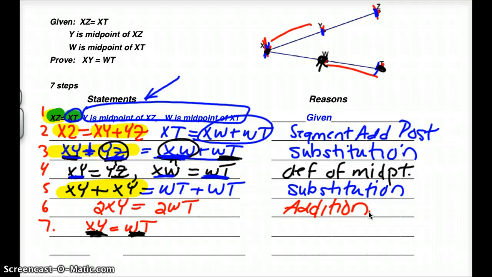So now look from 6 to 7. How do those 2's disappear? What do you do? You would divide. That would be the division property. If you write divide, that would be fine with me. Division would be great too.